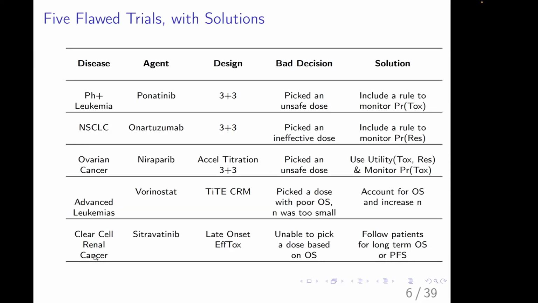Then there was a trial of clear cell renal cancer using sitravatinib, and we used the late onset EffTox design. So now we're getting smarter, and all this says is we're going to look at time to toxicity and time to response and use a trade-off. But it was unable to pick a dose based on survival because survival is not in the mix. And so the solution is to elaborate that design by following patients for long-term survival or progression-free survival. These examples all came from a colleague of mine, Pavlos Msaouel, who has a limitless number of examples.